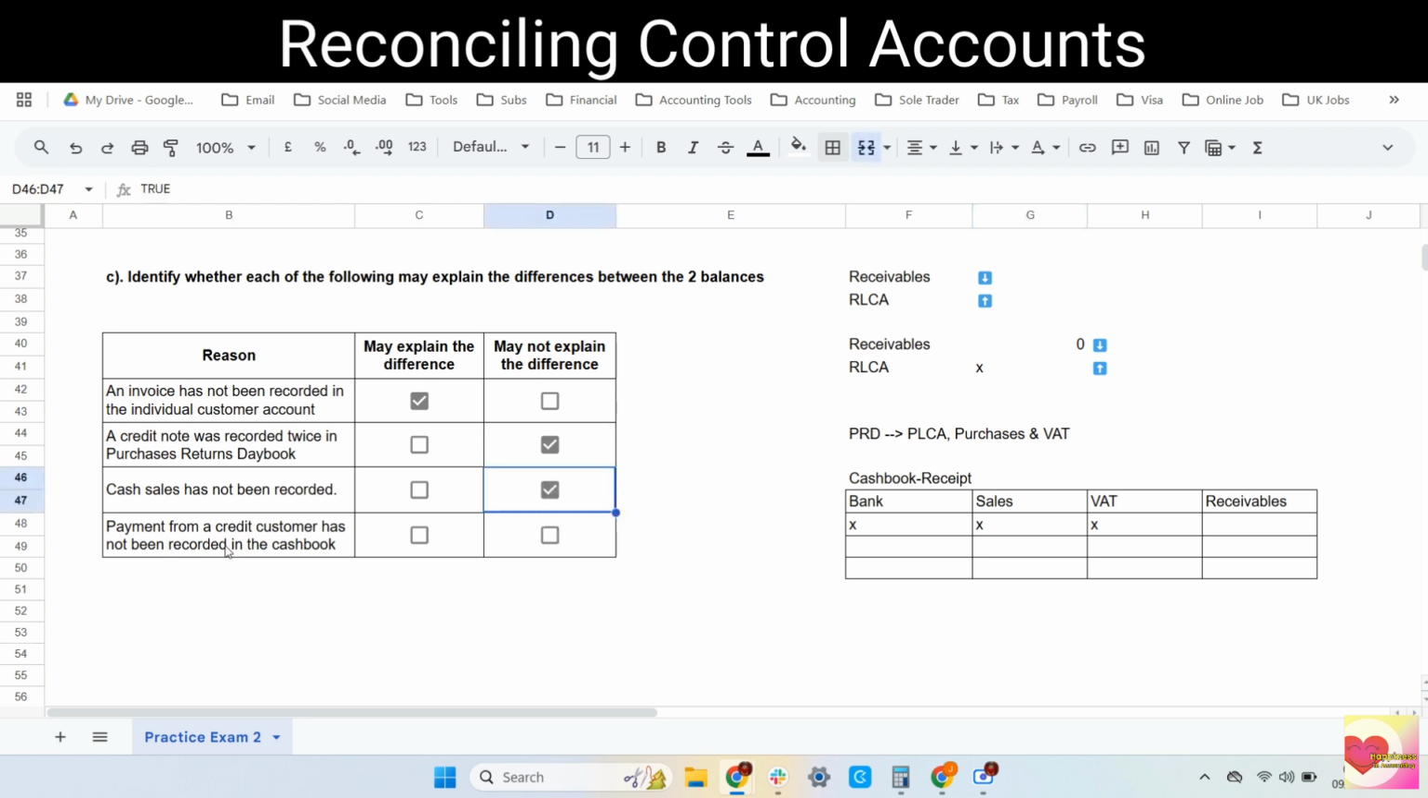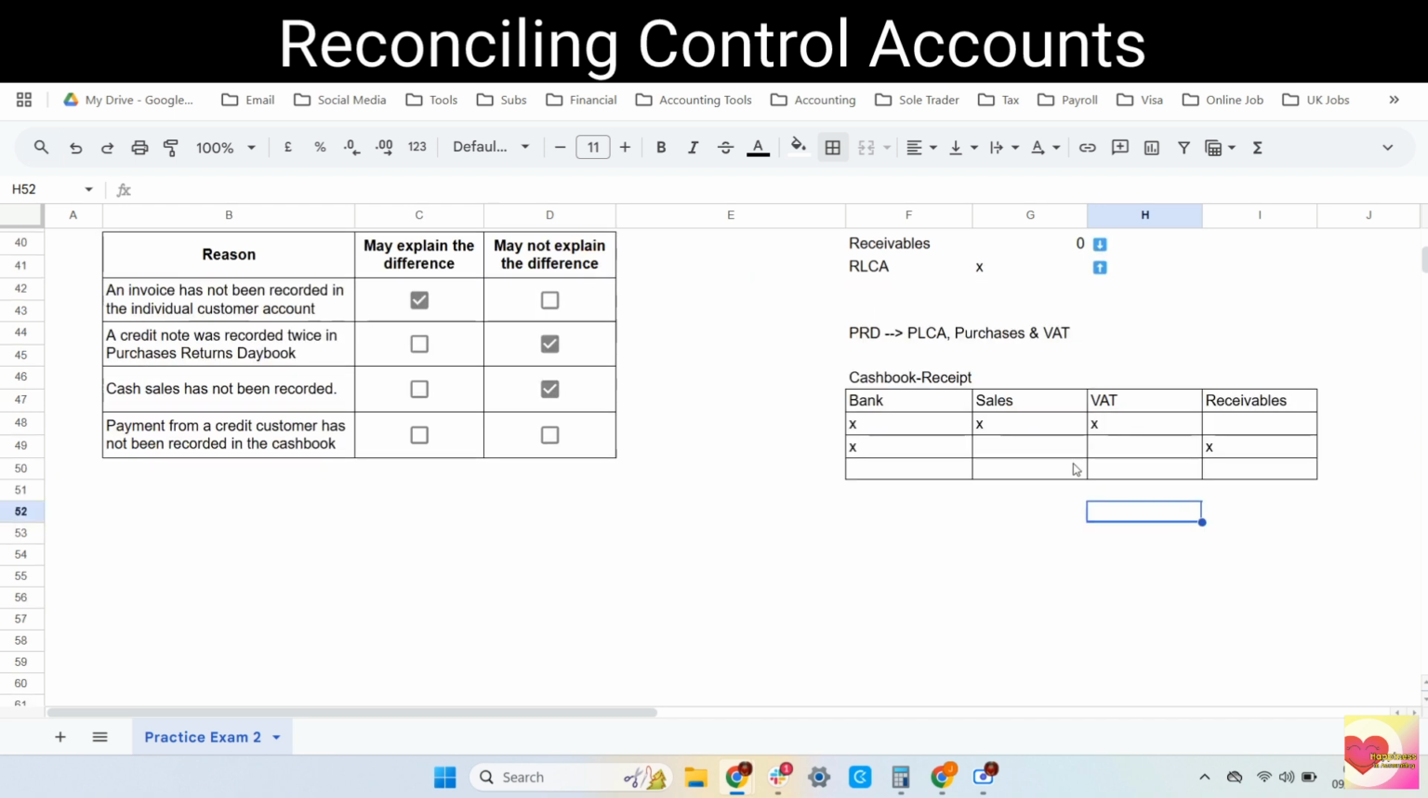Next, payment from a credit customer has not been recorded in the cash book. The payment from the customers should be recorded in the receipt side of the cash book. Since this is a credit customer, we record in the bank column and the receivables column. After a period, the daybooks will be transferred to the general ledger, so this receivables column will be transferred to RLCA.